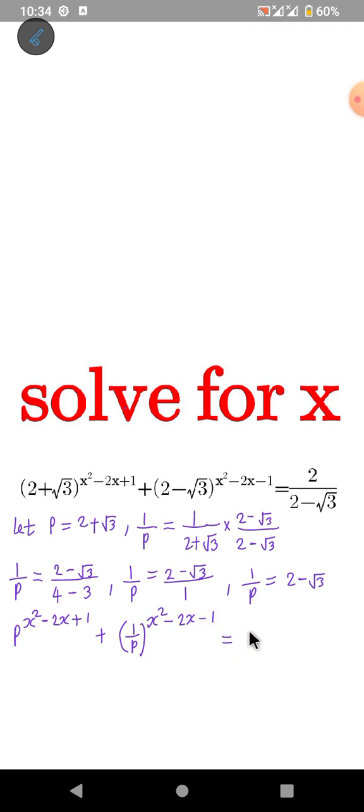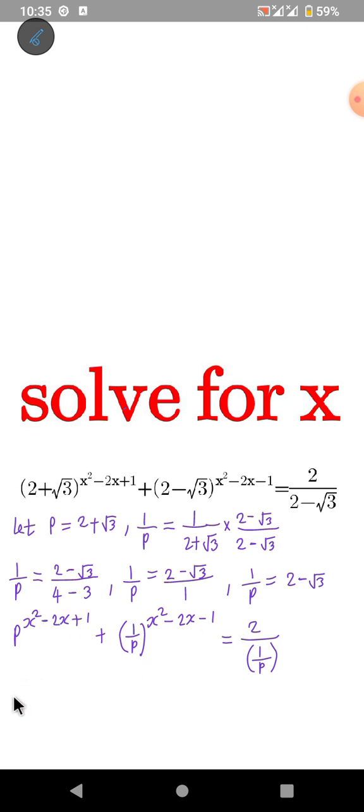Then all equal to 2 all over 2 minus root 3, and we know that 2 minus root 3 is the same thing as 1 over P. So we'll put 1 all over P here. Then we'll close our bracket. Then we'll continue again. I'll write this expression again.